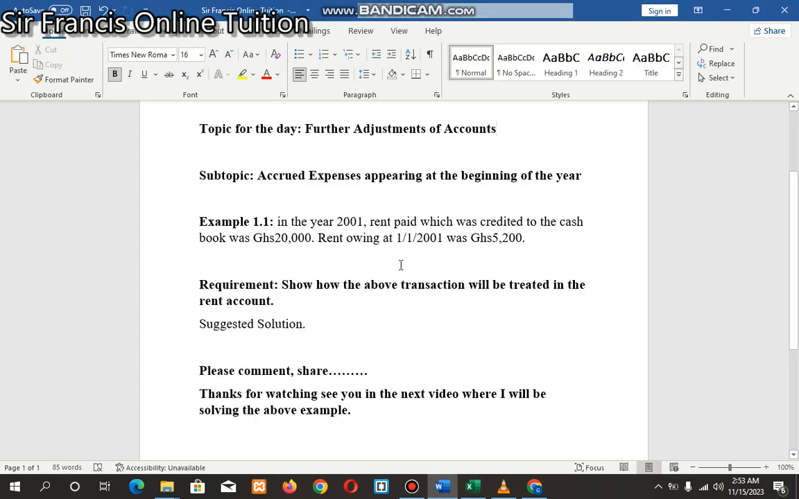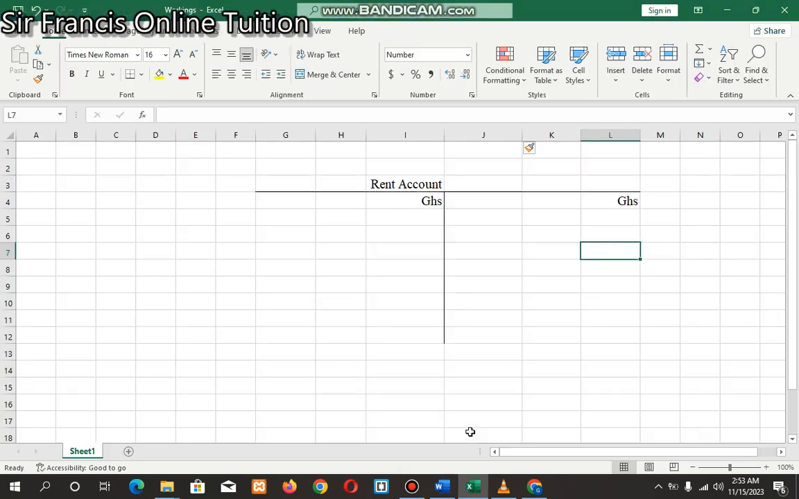I said we are going to show how to present this transaction in the T account. The question says that rent paid, which was credited to the cash book, was 20,000. So how do you show this in your T account? So rent paid has been credited to your cash book. Obviously the double entry principle entreats us to credit cash whenever we make payment with cash. So that's why the cash was credited with that amount. So the corresponding debit entry will be in the rent account, because the payment was made in relation to rent.